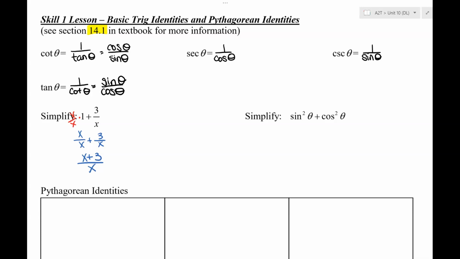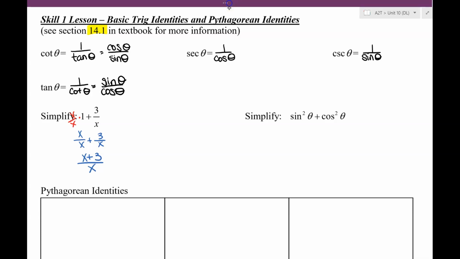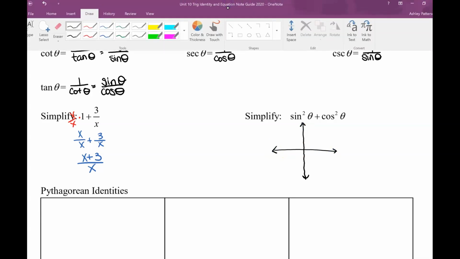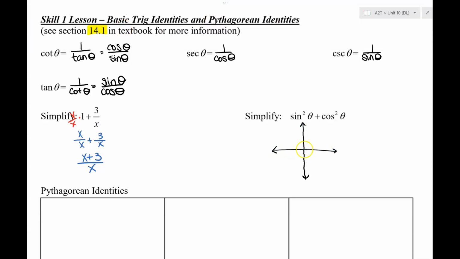Well, what if I have sine squared theta plus cosine squared theta? We're stuck, right? Well, maybe we're not stuck. Maybe I'm on a Cartesian coordinate plane and I'm a triangle. Hi, I'm a triangle. And I'm a triangle in the first quadrant, right? Right triangle, reference angle. And we know that this point, if I was on a circle, would be written as cosine of theta, sine theta. These are all true statements.